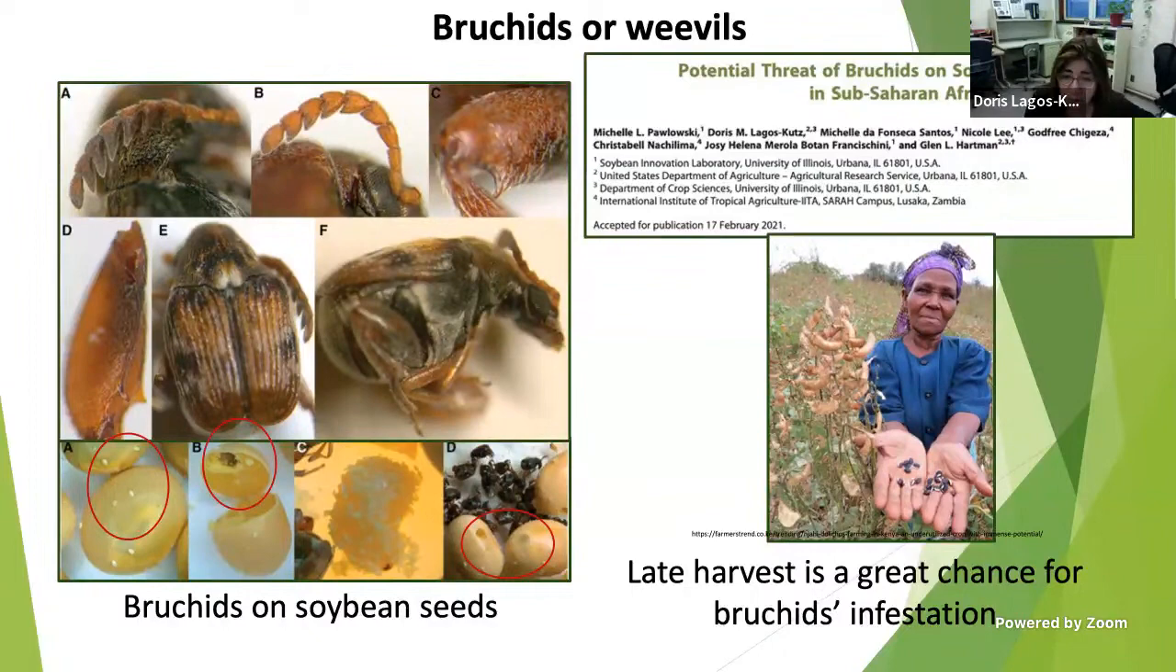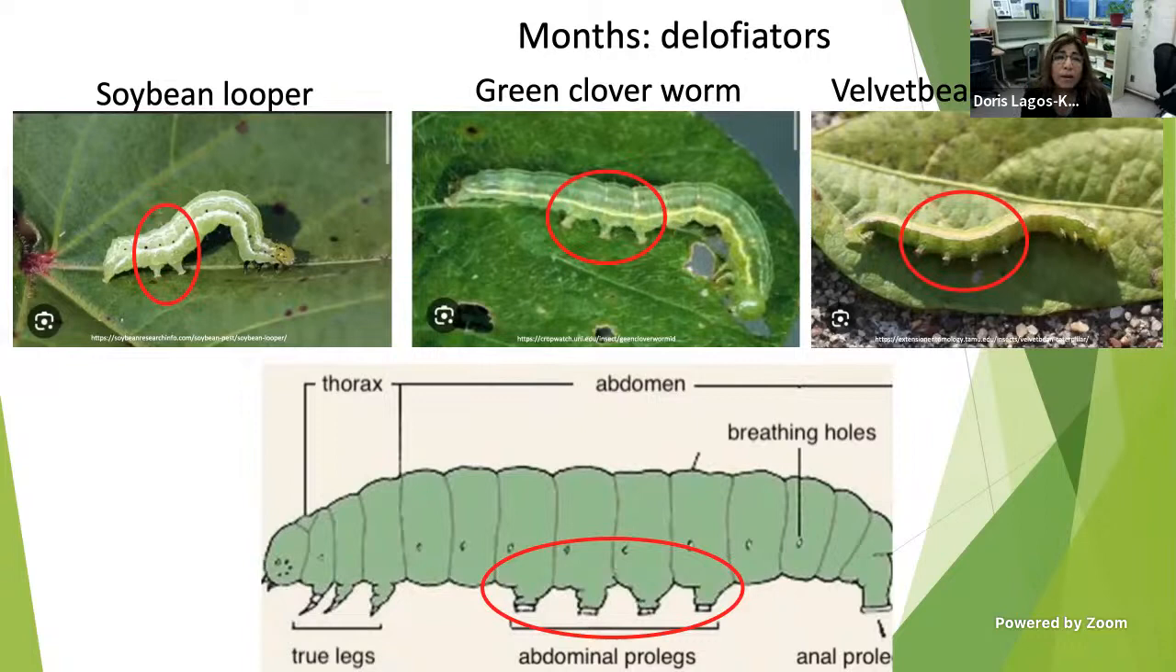So now I'm going to talk to you about the loopers or moth defoliators. We have many, they have been sighted in USA, and I know that they are spread in Africa. And so I found these facts about how to identify these defoliators. And it's basically on the abdominal prolegs. So the true legs are in the front, as you see in the big picture of the soybean looper and the other worms. But the abdominal prolegs are the ones that are used to identify the larvae in the field because, as you see, they kind of look alike. So the soybean looper has two abdominal prolegs. The green clover worm has three abdominal prolegs, and the velvet bean caterpillar has four.